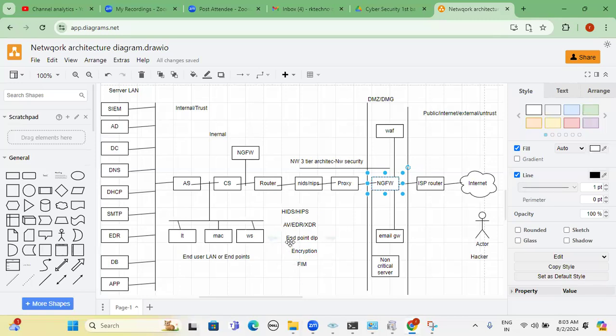And also on the endpoint side itself, along with the servers, we have to take care of endpoint DLP and also data-at-rest encryption, like disk encryption, file encryption or database encryption. So that is on the endpoint security side.